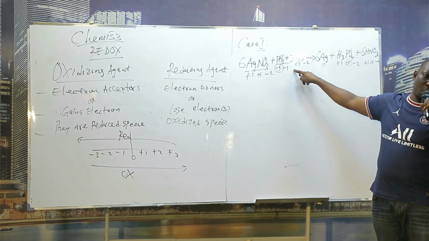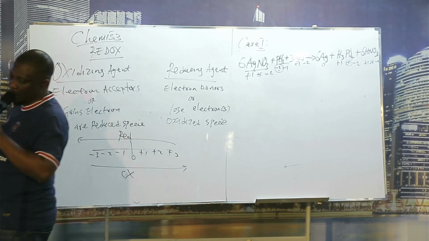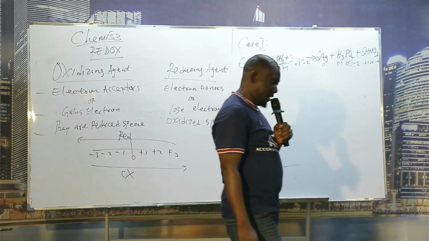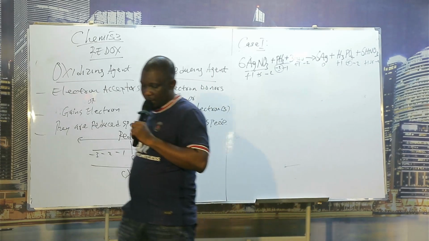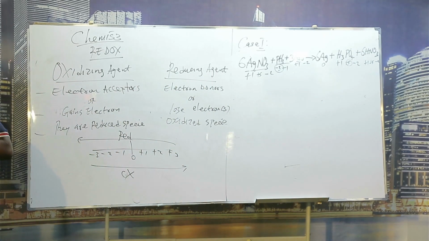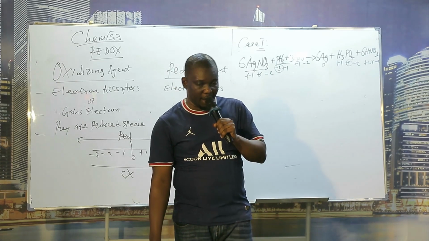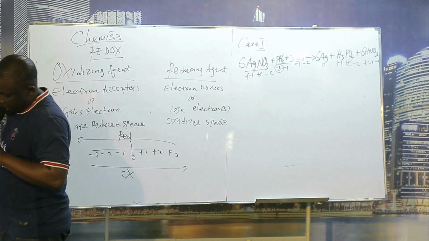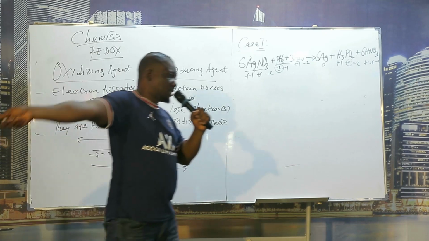The reducing agent in the reaction above is PH3. Because its oxidation number has changed from minus 3 in PH3 to plus 5 in H3PO4.